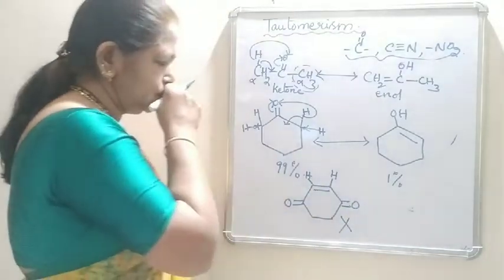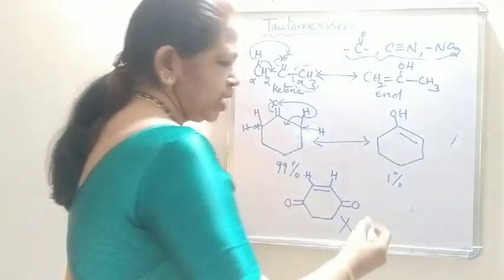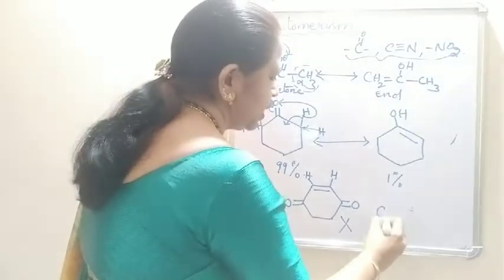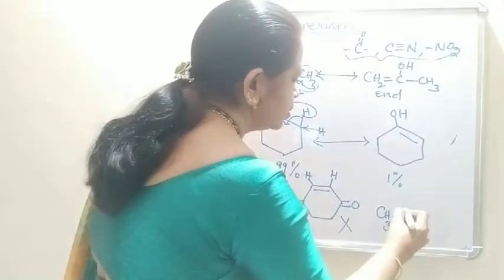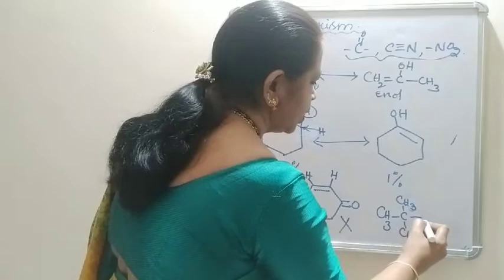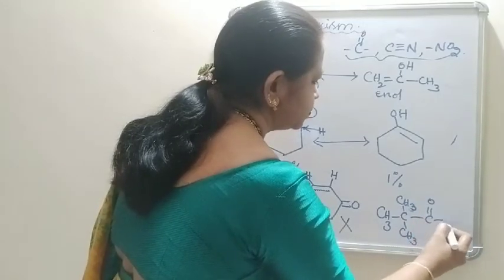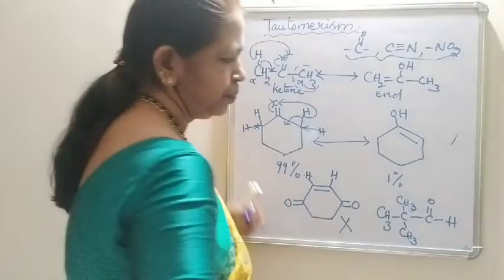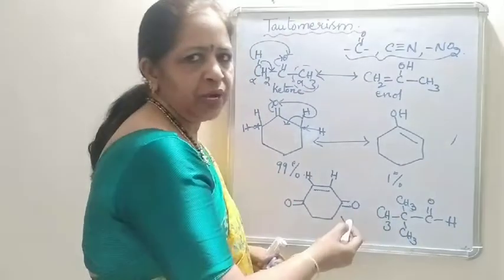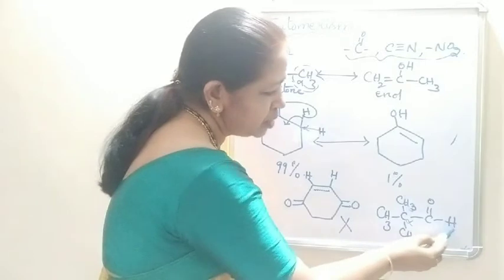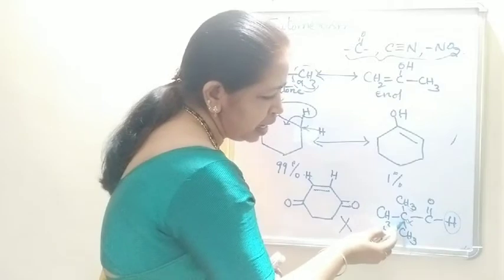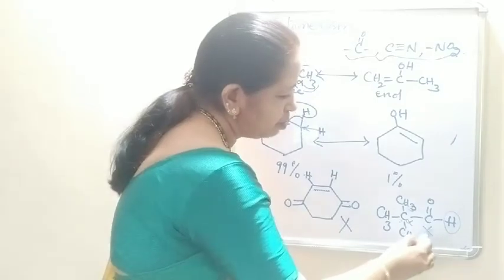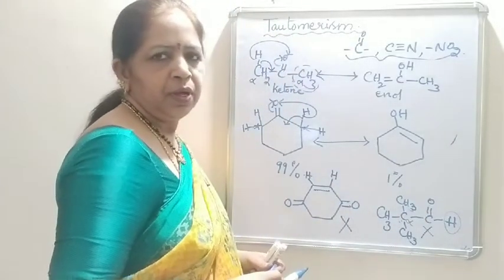And also if a compound, for example, CH3, CH3, C double bond O, H. This compound has no alpha hydrogens. This is the alpha carbon. This is not the alpha position. This is the alpha carbon. No hydrogens are attached to this carbon. So this type of compounds also do not exhibit tautomerism.